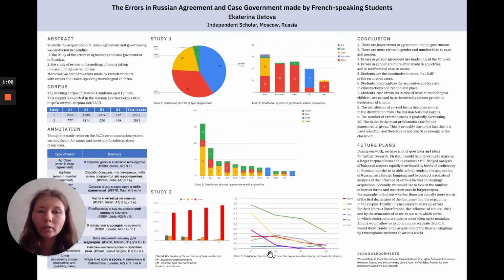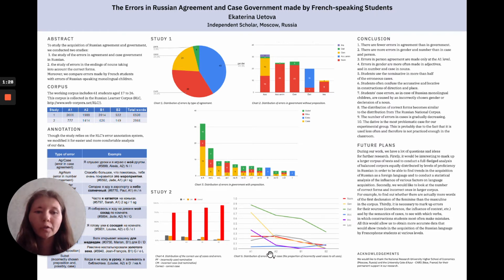For the first part of the study, there are three charts. From chart 1, we can see that the most frequent errors were errors in gender and number. The least number of errors occurred in person agreement, and these errors were made only at A1 level. In addition, gender errors appear more often in adjectives, and errors in number and case in nouns.